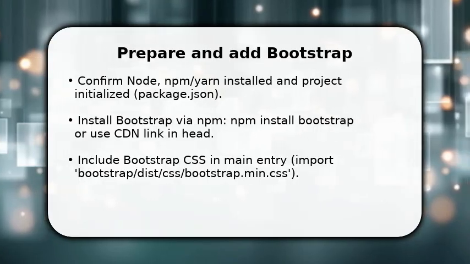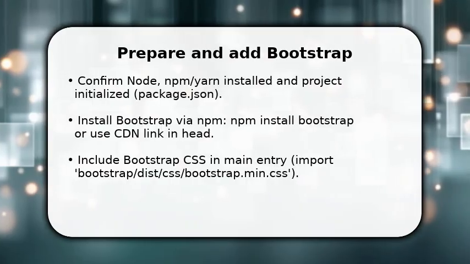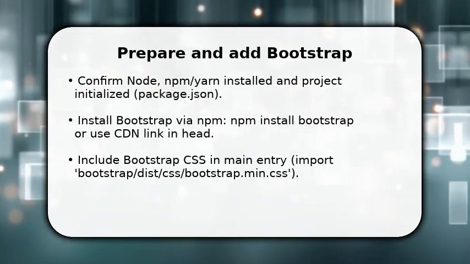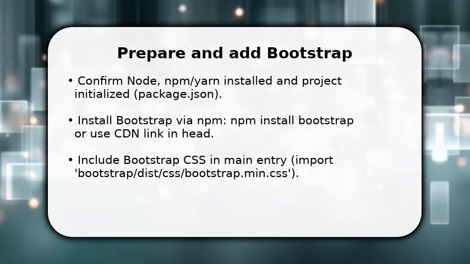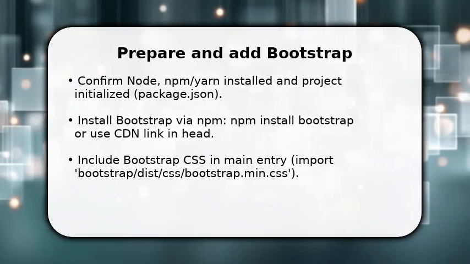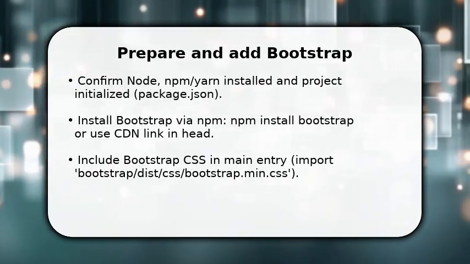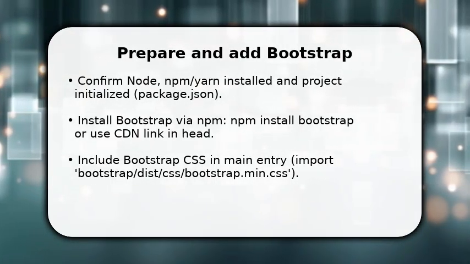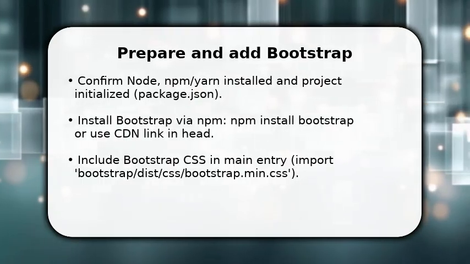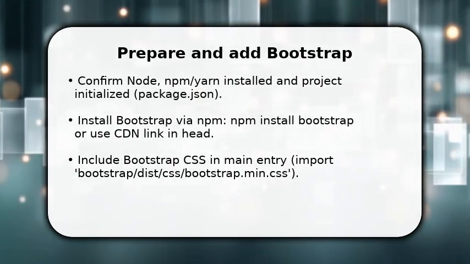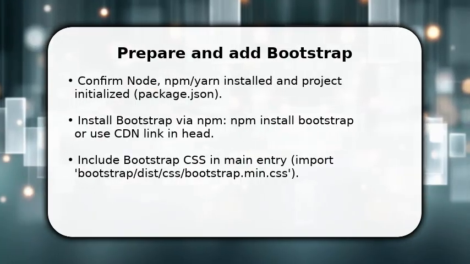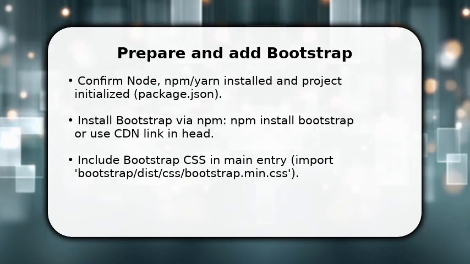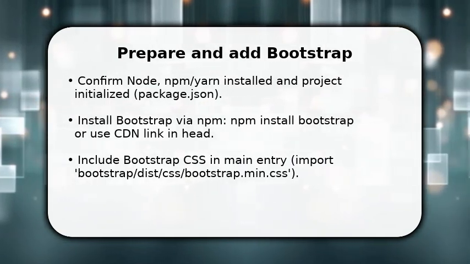You start by making the project ready. Ensure Node and NPM or Yarn are present and your project has package.json. Once done, install Bootstrap with npm install bootstrap or add the CDN link inside your HTML head to save time. Then make sure to import or reference bootstrap/dist/css/bootstrap.min.css in your app entry so styles load first. This immediate step wires Bootstrap into your workflow and lets you apply themes and components without extra configuration.